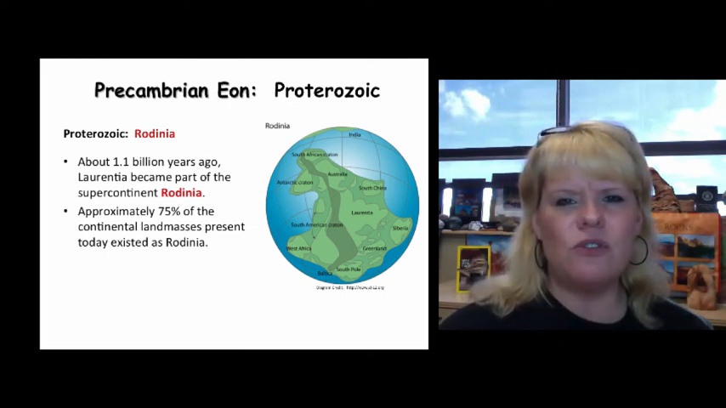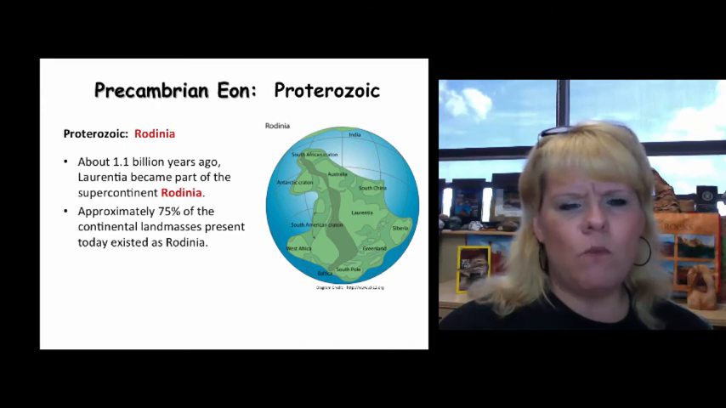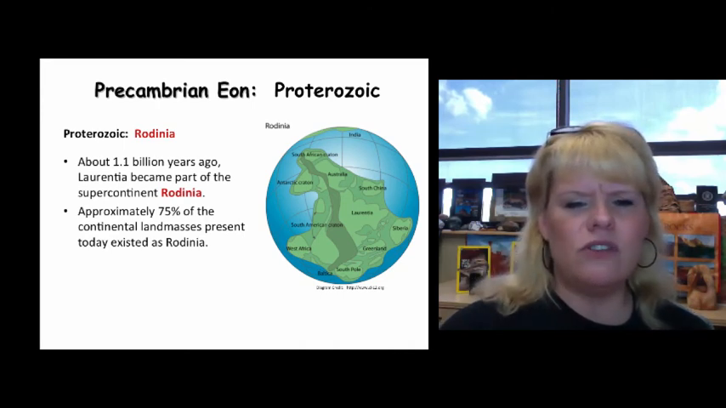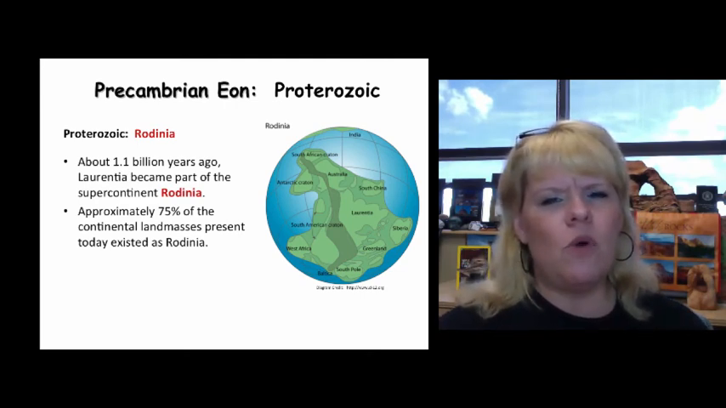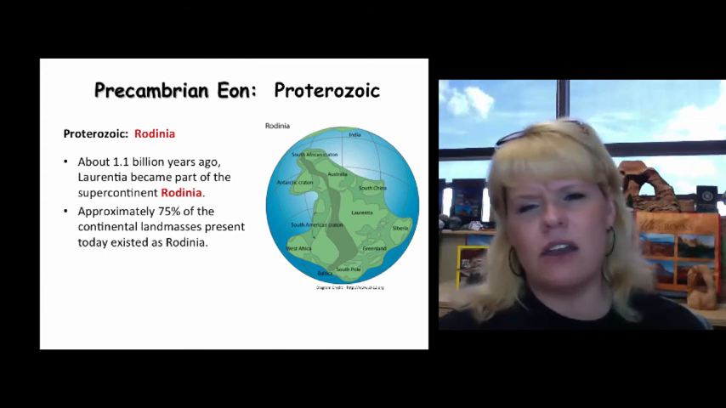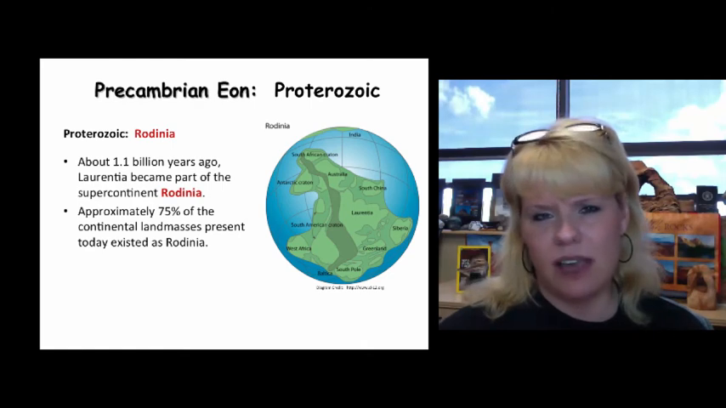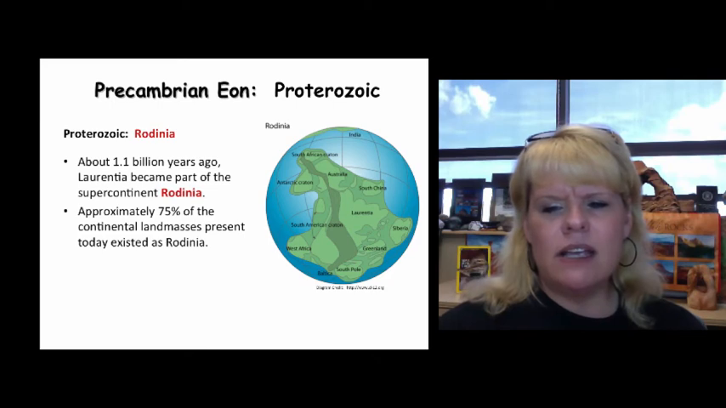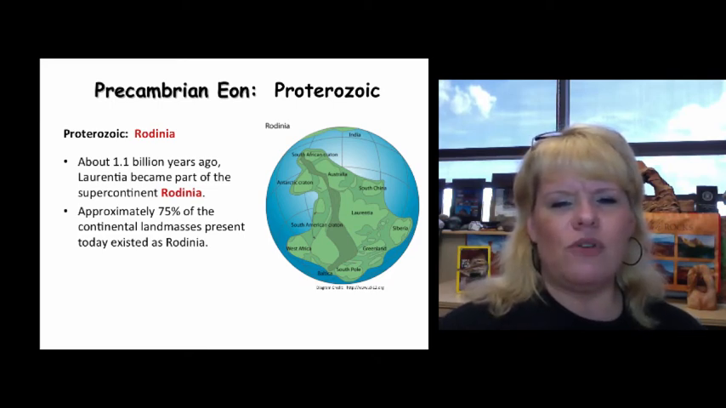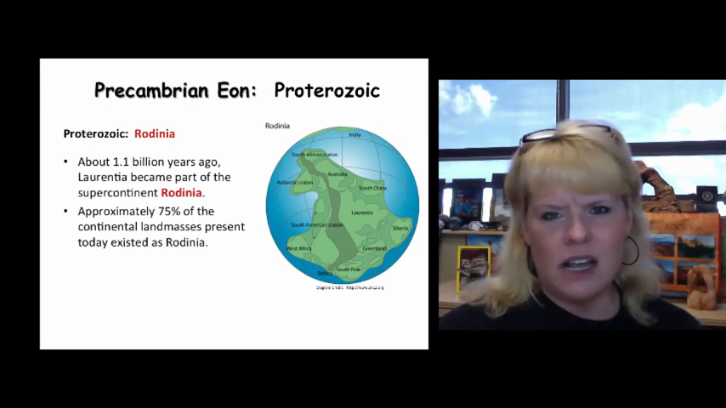Rodinia is the first supercontinent that was thought to have formed in the Earth's history, one that we do have some evidence of. About 1.1 billion years ago, Laurentia became a part of a supercontinent known as Rodinia. Somewhat of 75% of all continental masses present today existed as Rodinia, so we have actually gained land mass since this part of the Proterozoic. So somewhere towards the late Proterozoic, we're going to start to see Rodinia come to be.